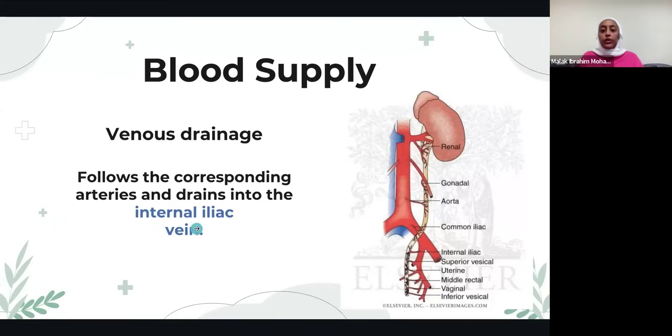Okay. For venous drainage, if you memorize the arterial part, the venous drainage would be really easy because it corresponds to that part. And at the end, all of them are going to drain into the internal iliac vein. And this internal iliac will go to the common iliac vein and then the inferior vena cava.